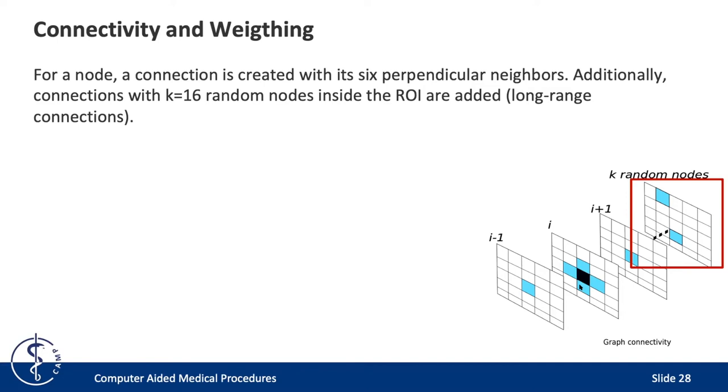How can we do this? We first define a region of interest using the uncertainty map and also the prediction of the network. Having the predictions and the uncertainty, we can define a region of interest that surrounds the organ. And then these k random nodes are taken inside this small region of interest. In this way, we ensure that we have local information and also some connections bringing long-range information from the non-local neighborhood. And we are hoping that these random connections could bring information not only from low confidence, but also from high confidence points.